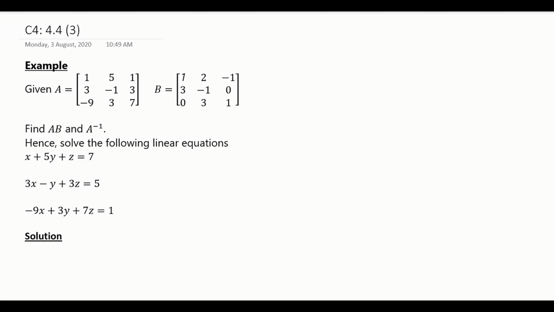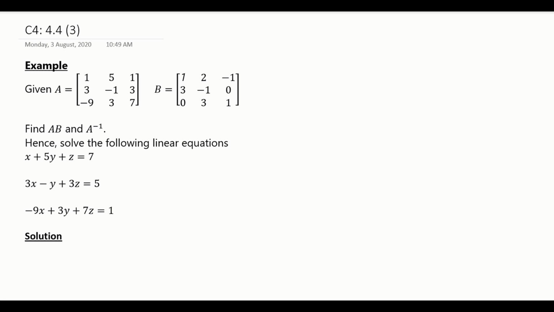In this video, we will discuss an example of how to solve the linear equation using matrices. Given the matrix A with the elements 1, 5, 1, 3, negative 1, 3, negative 9, 3, 7, and matrix B with elements 1, 2, negative 1, 3, negative 1, 0, 0, 3, 1. The first part of the question is to find A times B, and then find A inverse. The second part of the question is, hence, solve the following linear equation.